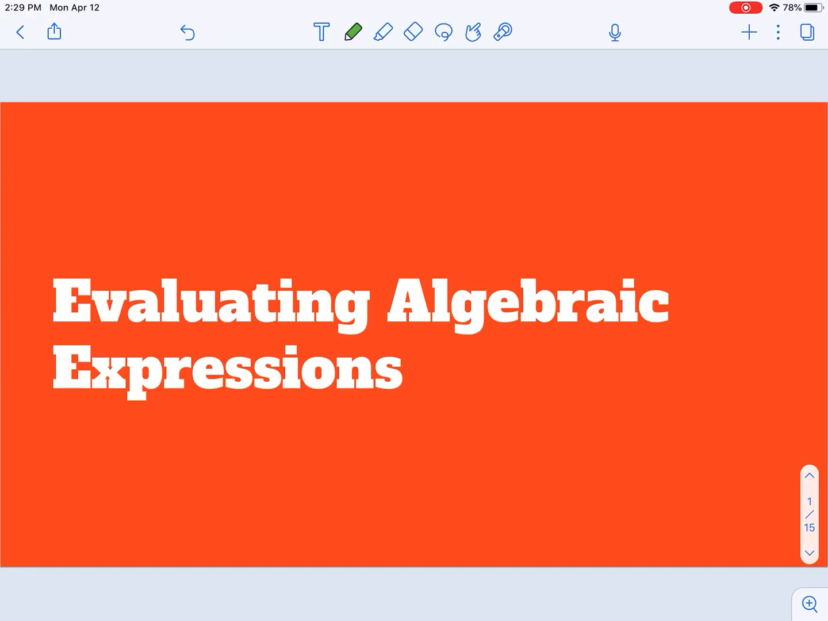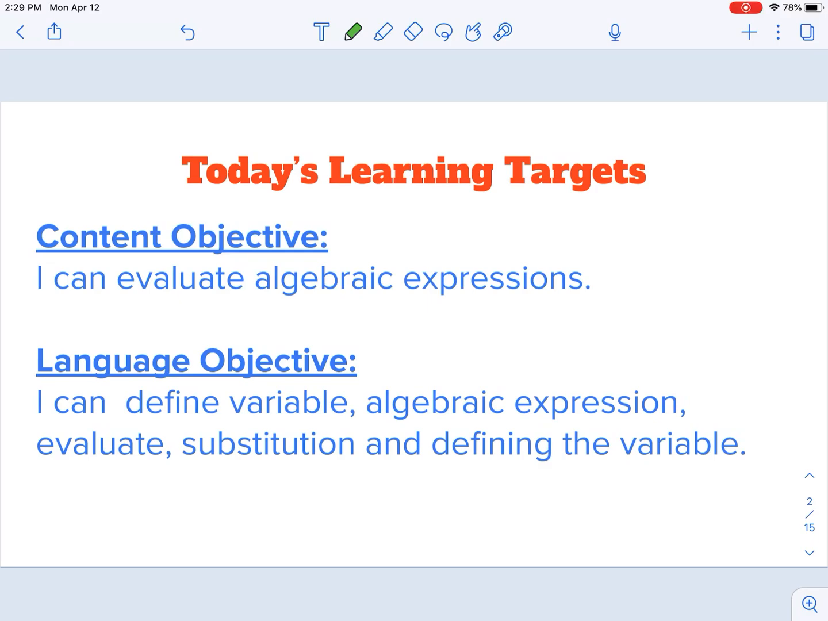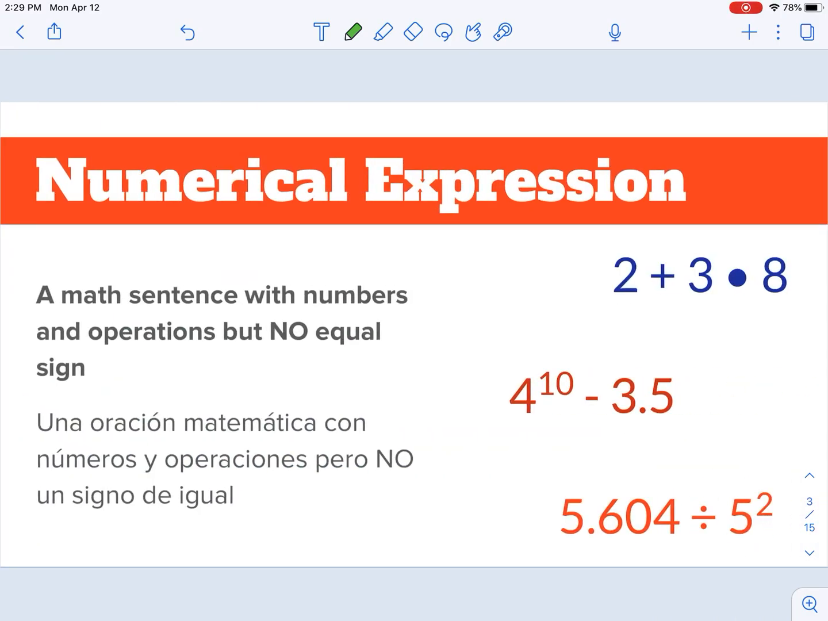Okay, today starts algebra, and today we're going to be looking at evaluating algebraic expressions. All right, so we have been working with numerical expressions.